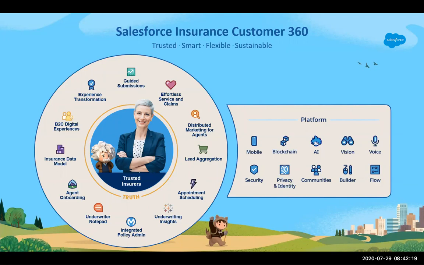Technologies like mobile, AI, blockchain, and security are all built natively into that platform and are instantly available to scale and meet the needs of all various sizes of insurers, carriers, and distributors.